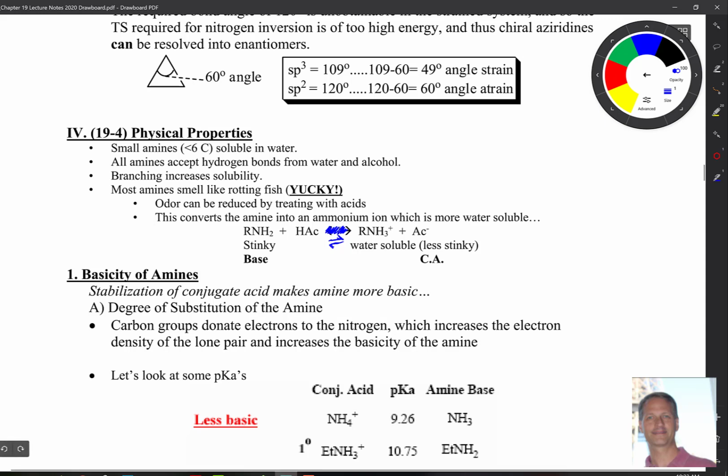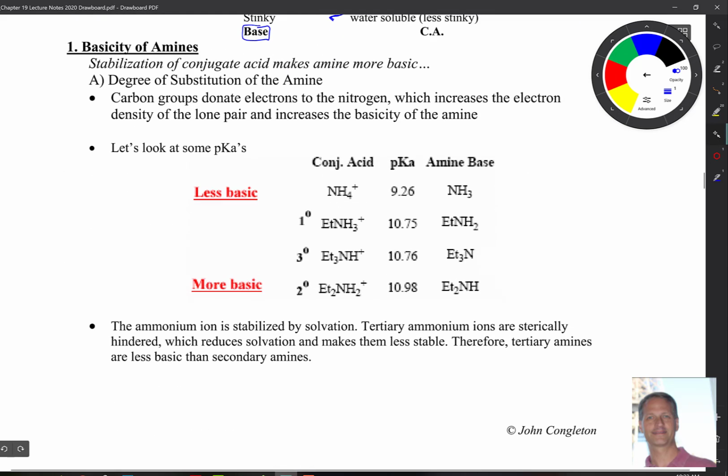Well, here we saw nitrogen as a base. So let's talk for a second about basicity. It turns out that the trends in basicity follow the trends that we've talked about all along for acids and bases. So the stabilization of our conjugate acid makes the amine more basic. So this is opposite of what we talked about for acids, right? A strong acid had a stable conjugate base. Here's a base, so we're looking for a stable conjugate acid. So they flip-flop back and forth a little bit.